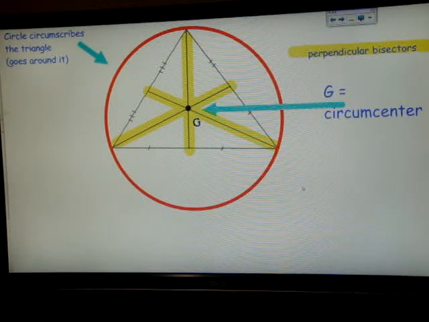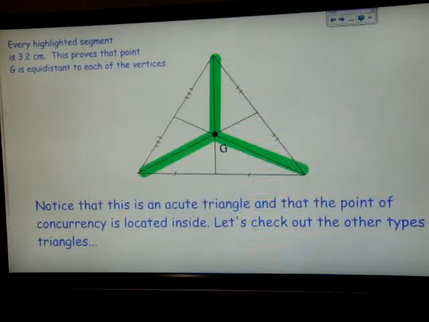Now, the triangle that I've given you here is an acute triangle. Remember, an acute triangle means all the angles are acute. There's no right angles, there's no obtuse angles. But if the triangle were to change, the location would not be on the inside necessarily. So we'll talk about that in a second. First, I want to talk about how this point is equidistant from the vertices, meaning the corners of the triangle. I used the smartboard ruler, and I found out that 3 2/10 centimeters was the exact length of every single piece. So this proves that G is equidistant to each of these vertices. Again, this is an acute triangle, so the location is inside.